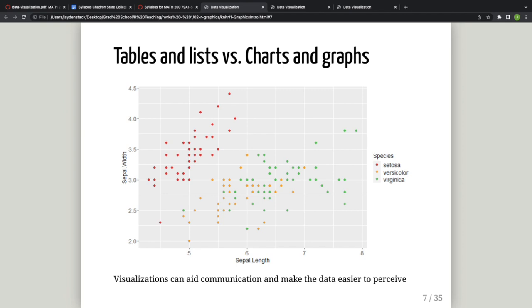It's pretty clear to see that after we split out by species, the Setosa species of flowers has a lot higher width than the rest of them, right? And you can see also the Virginica species of flower has a lot longer sepal length than the rest of them, right? Visualizations can aid communication and make data very easy to perceive.